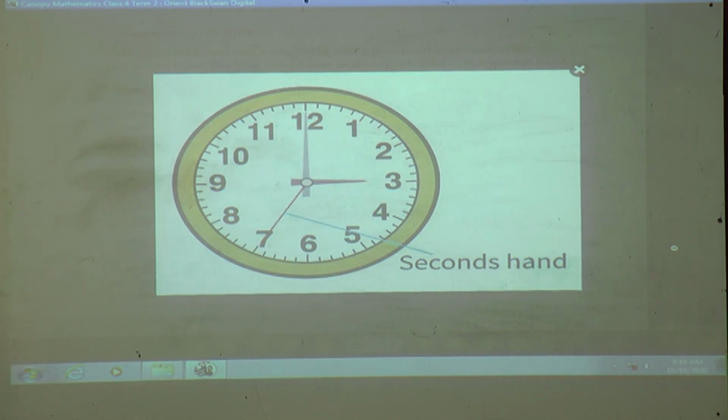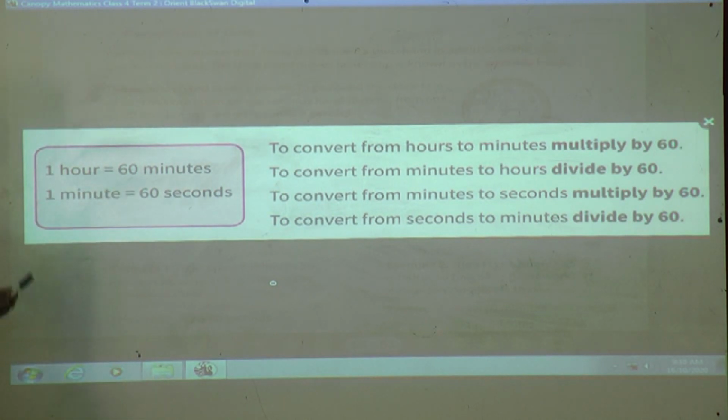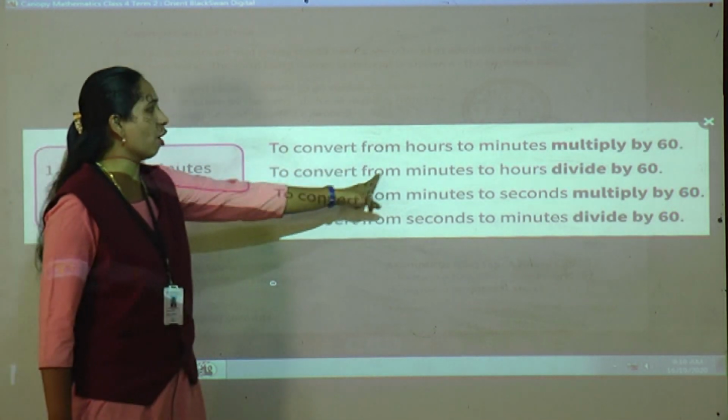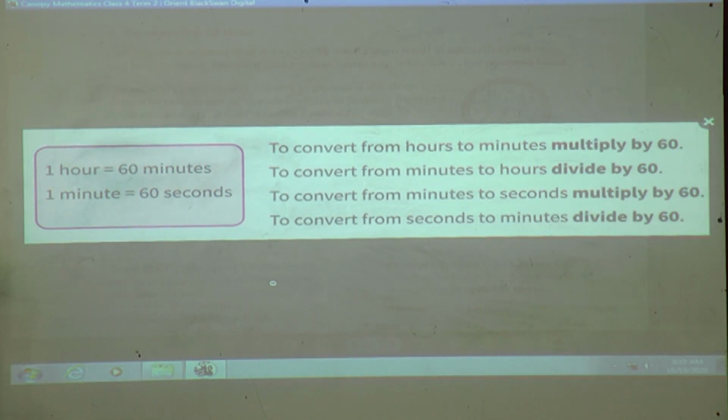Now see this one. Already you know that 1 hour is equal to 60 minutes, isn't it? So the minute hand takes 60 minutes to complete one round and the second hand takes 60 seconds to complete one round. So 1 minute is equal to 60 seconds and 1 hour is equal to 60 minutes. Now you have to keep in your mind that to convert from hours to minutes, we have to multiply by 60. And to convert from minutes to hours, we have to divide by 60.